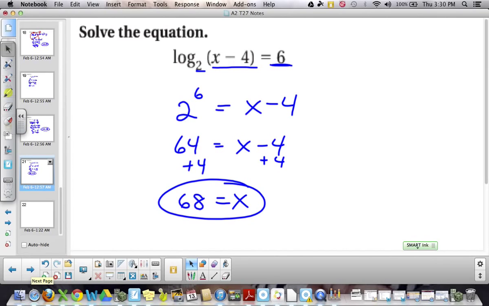All right, so that's it for target 27. This is how you solve logarithmic equations.